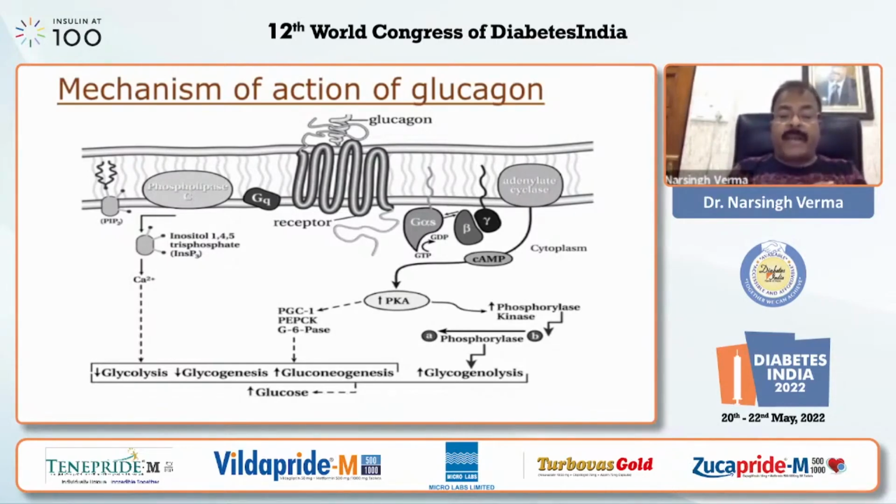This is also potentiated by a lot of activities, and again it is by the adenyl cyclase cAMP pathway, and inside the cytoplasm it increases PKA, and that increases PGC1 and G6Pase, and is responsible for most of the action of glucagon, which are glycogenolysis and gluconeogenesis. The glycolysis and glycogenesis are decreased, while the glycogenolysis and gluconeogenesis increase. So that is responsible for hepatic output of glucose.